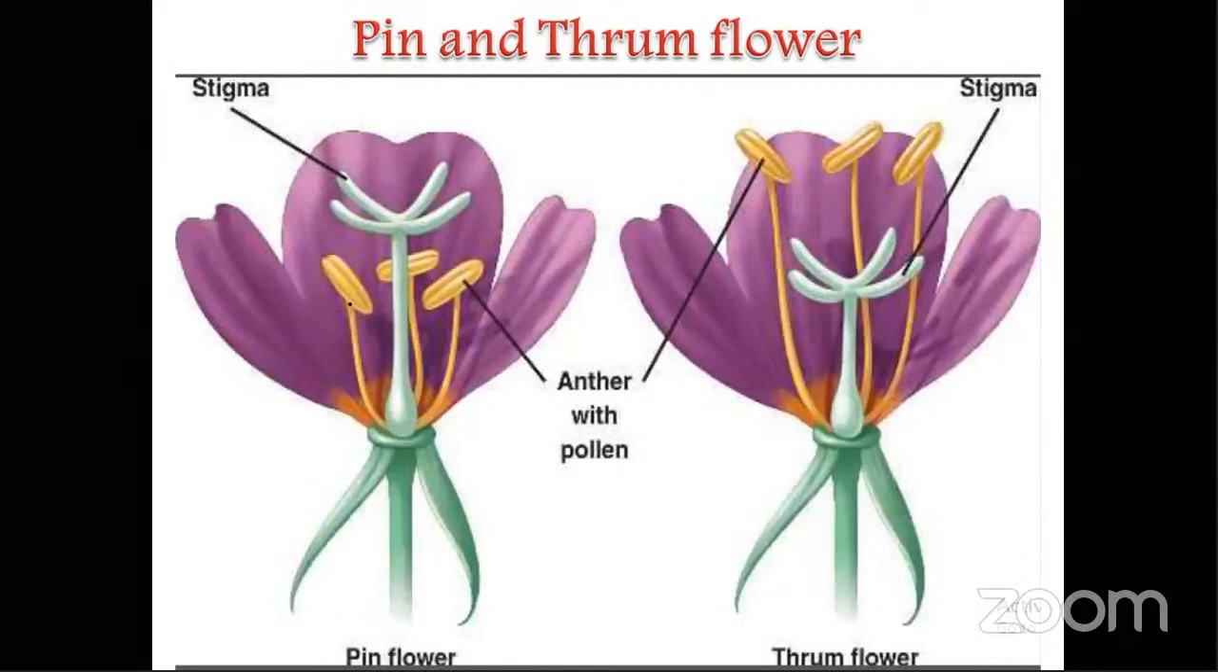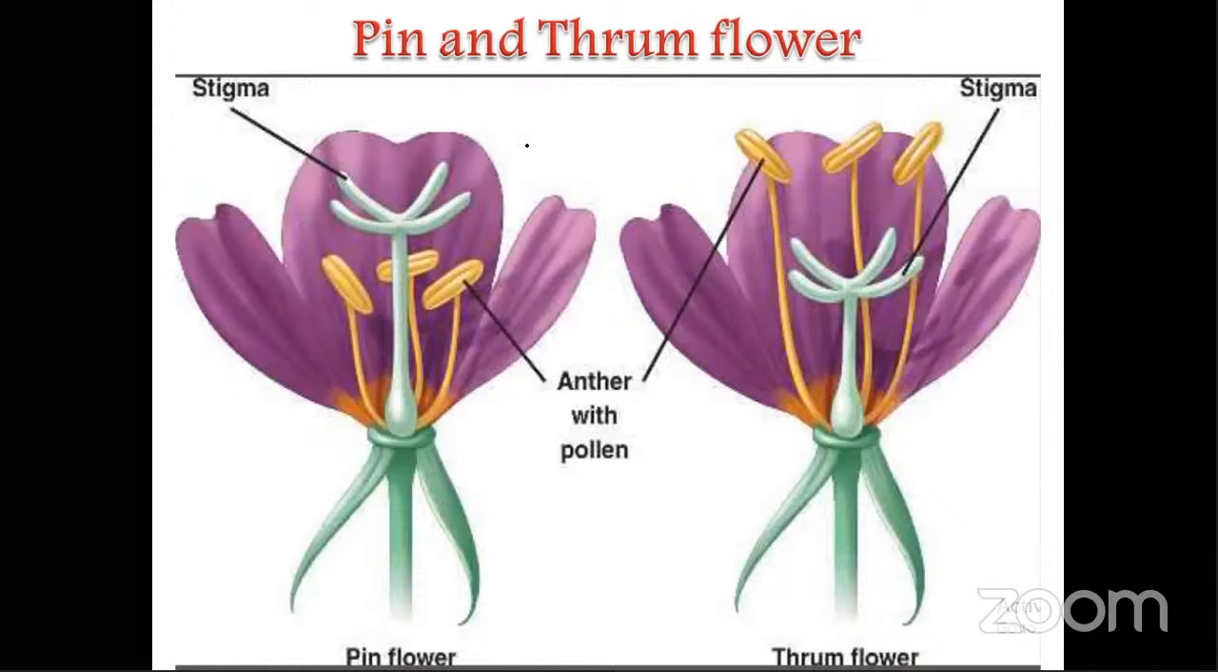So here you can see two types of flower. This is the flower of the particular plant, that is primula. Here you can see this is the style, this is the anther. In pin flower you can see the central one, that is the stigma, is up, means it is taller and the anthers are in the lower position. Thumb flower condition is the opposite, where anthers are placed at the top and the style is shorter.